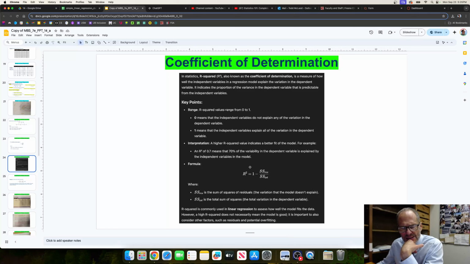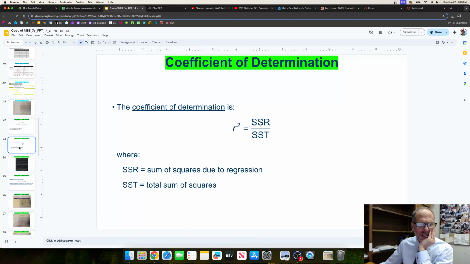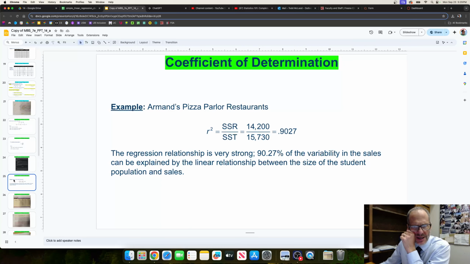And so here is how ChatGPT describes it, and here's how the textbook describes it. And when we look at our example here, we have SSR over SST, and we get 90.27%. So the regression relationship is very strong. 90.27% of the variability in the sales of the different pizza parlors can be explained by the linear relationship between the size of the student population and sales. So the student population at a campus that the pizza parlor is near.